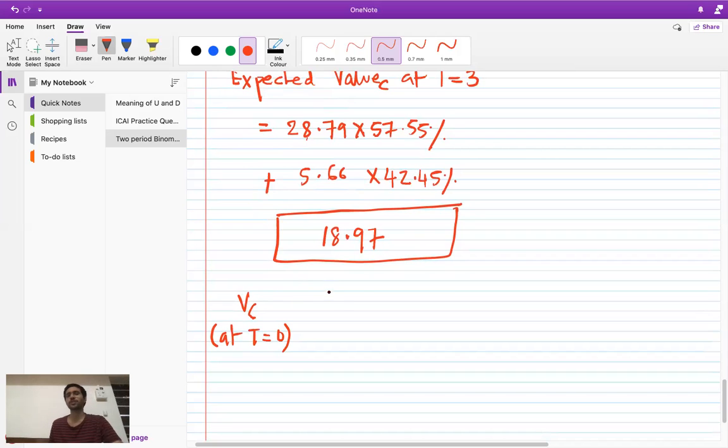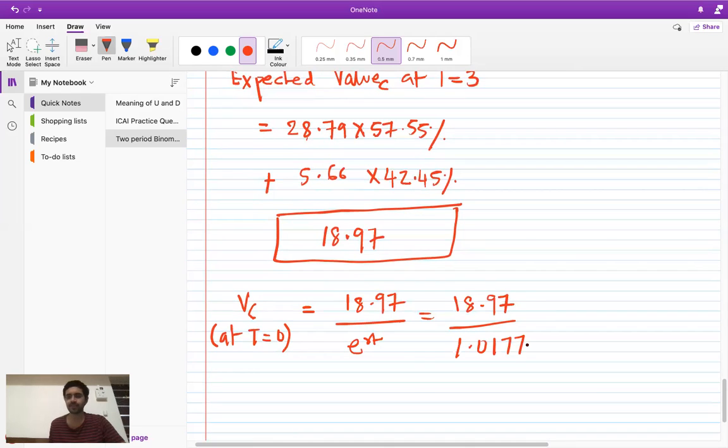The value of the call option at t equal to 0 is going to be 18.97, the whole divided by e power rt, which is equal to 18.97, the whole divided by 1.0177. 18.97 divided by 1.0177 is nothing but 18.64.